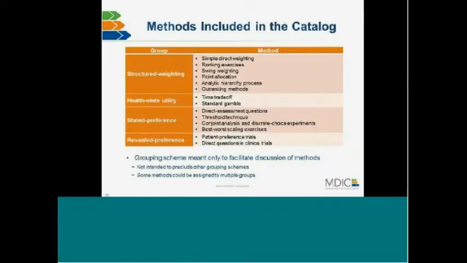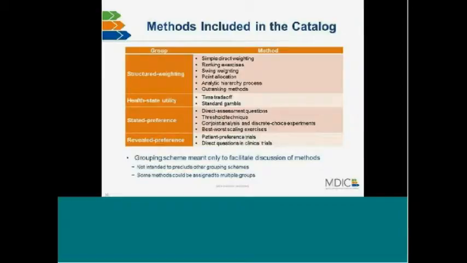All right, so there's a whole group of structured weighting methods that show up in the decision analytic literature. There's a whole literature on health state utilities out there. There's a stated preference literature out there that spans a number of different types of methods, and there are some things that are used in structured weighting that we could consider stated preferences. So, you know, this categorization is not perfect, but it provides a way of thinking about it.